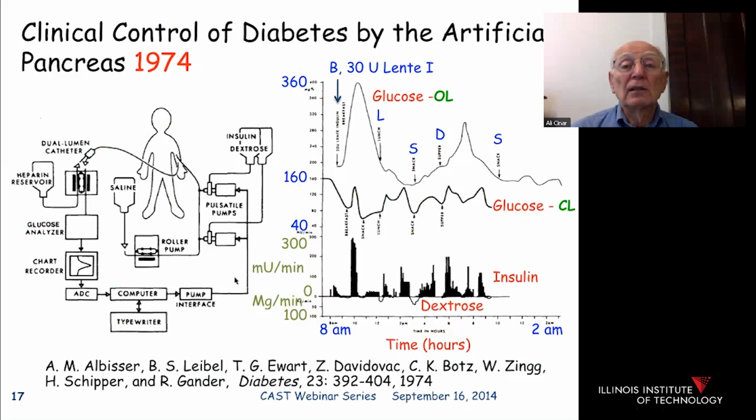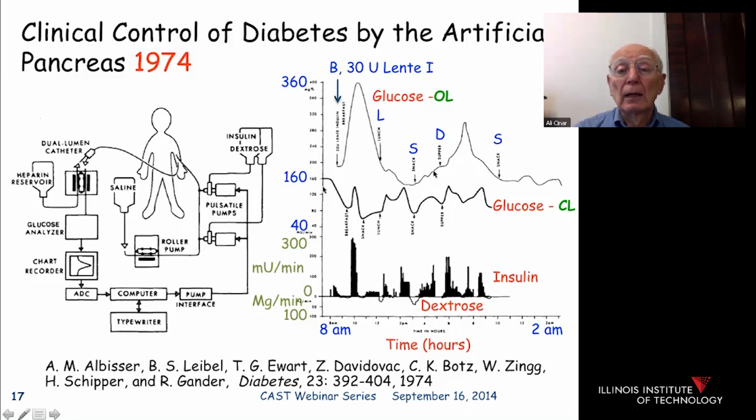And in 1974, there were papers that reported some of the experiments done both with animals and with humans. Here you could see a case where a patient is receiving both insulin and dextrose as prescribed by the control algorithm. And this upper figure is the open loop glucose concentration with breakfast, lunch, supper, or snack, dinner, snack over a certain period.